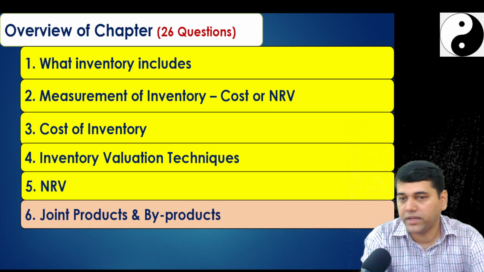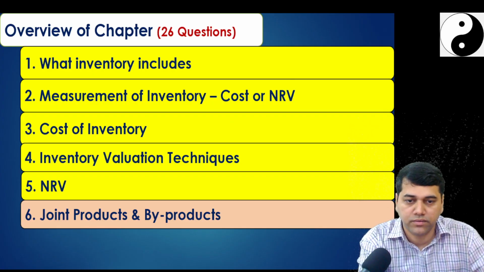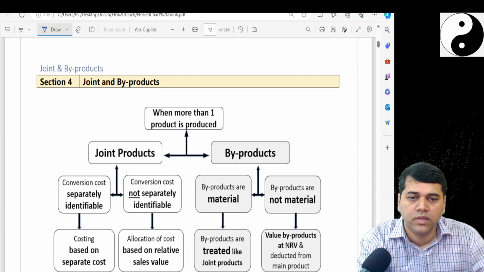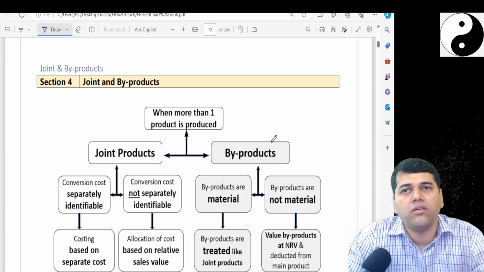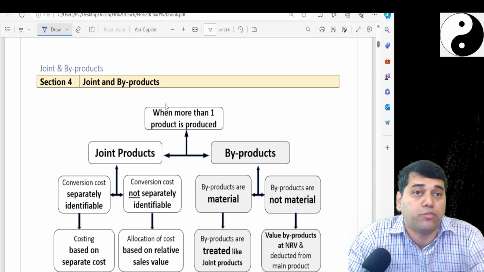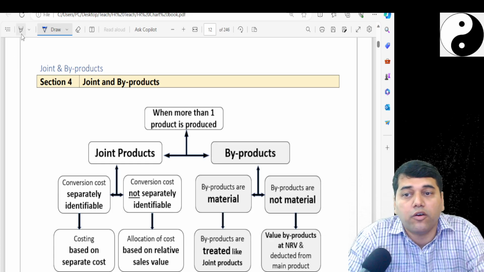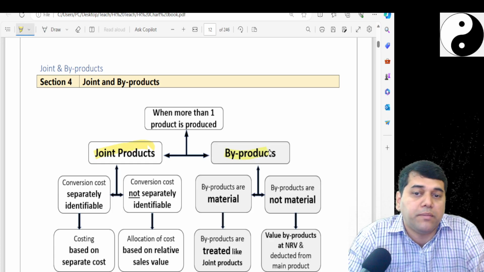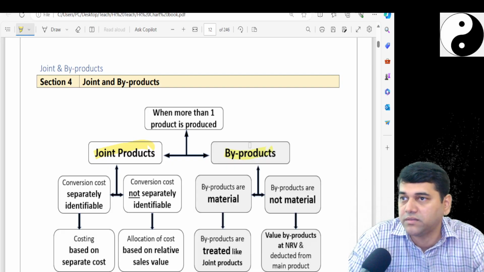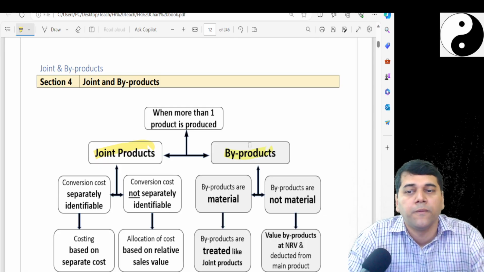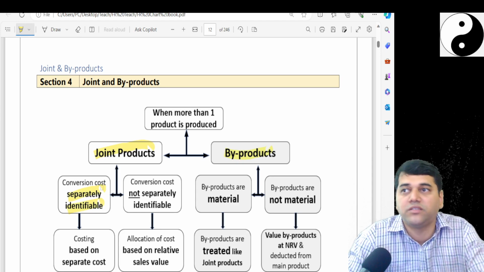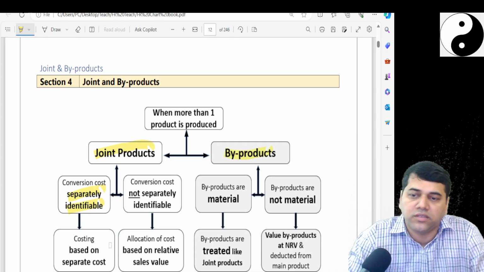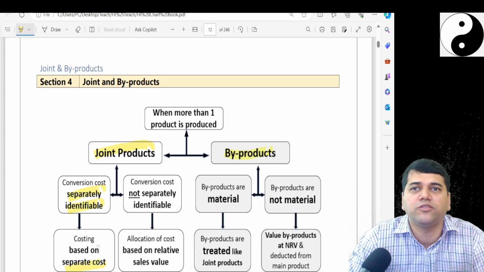Understood? Okay, next is joint products and byproducts. A small theory. Yes, we will understand about joint products and byproducts. When more than one product is produced, we may call it either a joint product or a byproduct. That goes with your judgment application. Generally, they would have told you. If you can identify the conversion cost separately, like how much is the joint product conversion cost, then based on the separate costing you allocate it, finish, no headache.